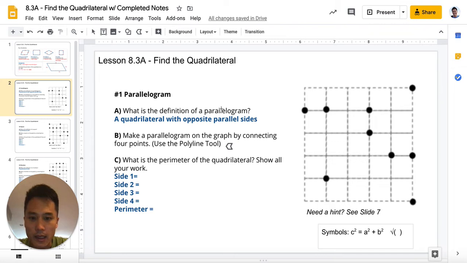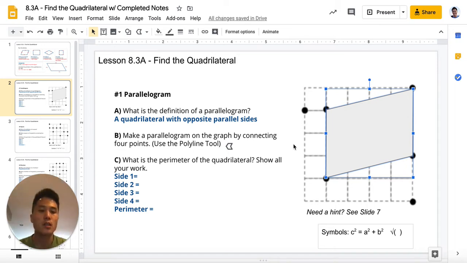Once you select that tool, all I have to do is click the points that I want to make the shape. So I'm going to go here to here to here, to there, and back.